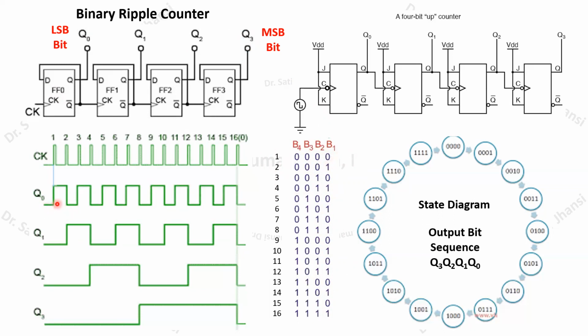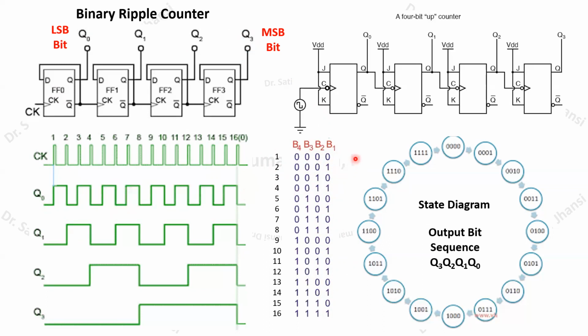So the same thing you can also observe from the Q0 waveform. At every clock pulse, it is making a transition. At 1, it is making a transition. Again at 2, the positive edge of the second clock pulse, again it is making a transition from 1 to 0. Again from 0 to 1, then again 1 to 0. This way it is making a transition, right?